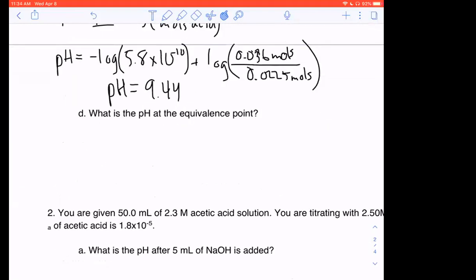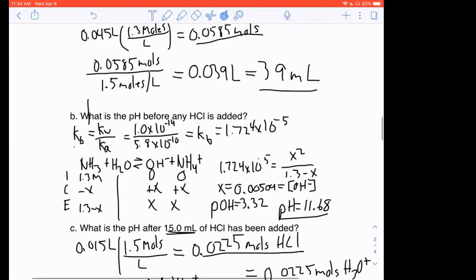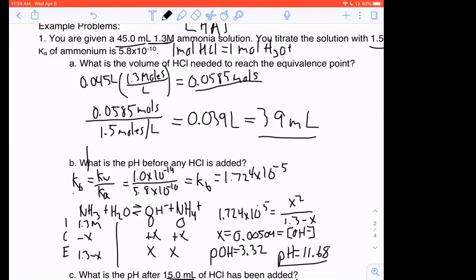The last type of calculation then is the pH at the equivalence point. And so for this one, I just specifically asked at the equivalence point. It could ask like, what is the pH at a certain volume? And you'll have to know that that's the equivalence point. Kind of depends on what the problem is actually asking. But for the pH at the equivalence point, we already figured out what volume needs to be added to get to the equivalence point. And we said that that is 39 milliliters here.